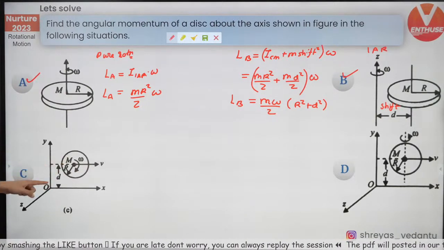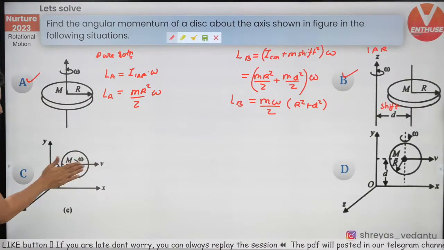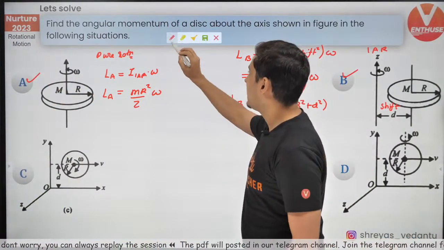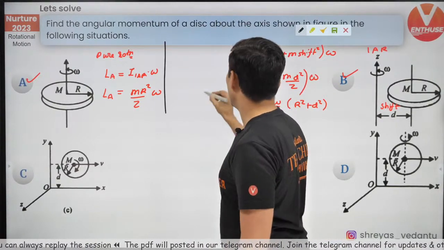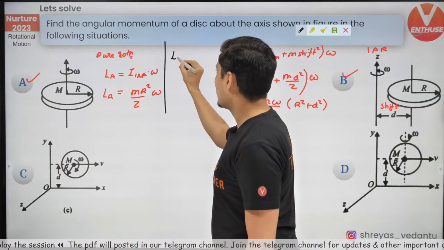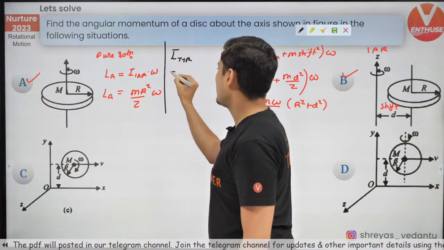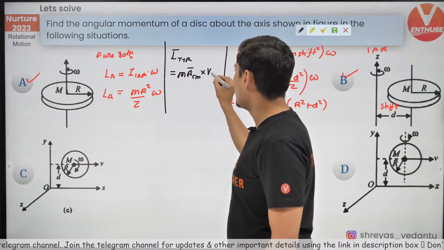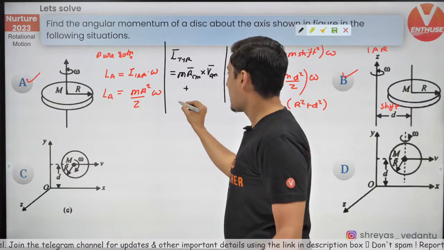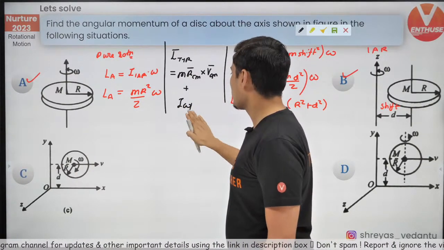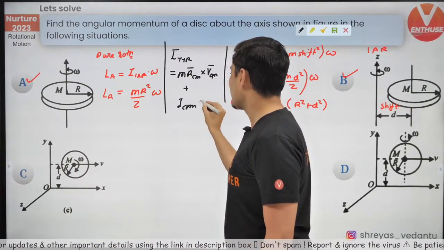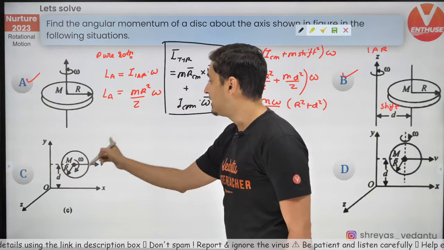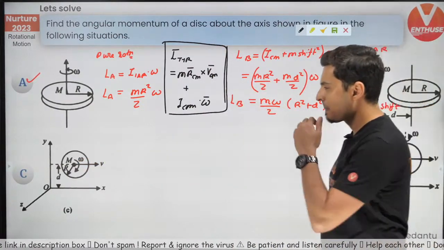You have a disk and it is rotating like this and the center is translating. So I think I know what to do first. I'll just write down the main theorem or the main formula. The angular momentum for translation plus rotation is a sum of 2 things: m RCM, the position vector of the center of mass, cross VCM, plus moment of inertia about center of mass into angular velocity. So it's a sum of two terms. Remember, this is the formula I need to use for C as well as D.